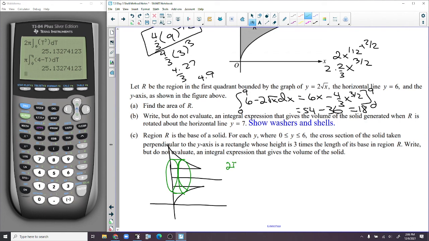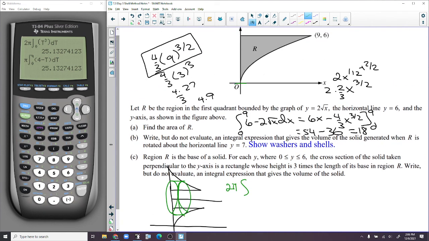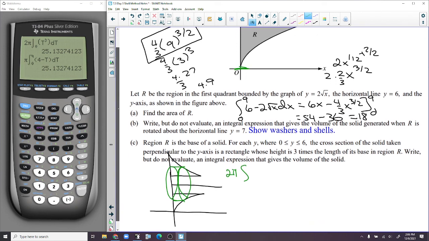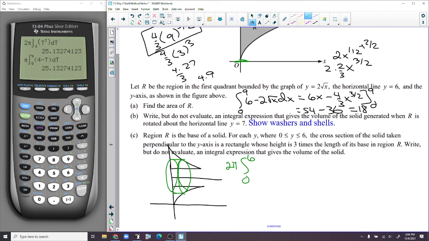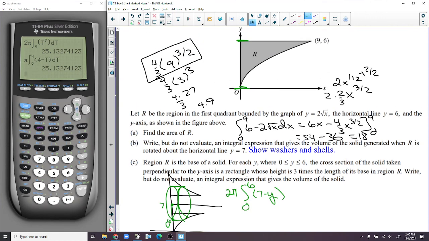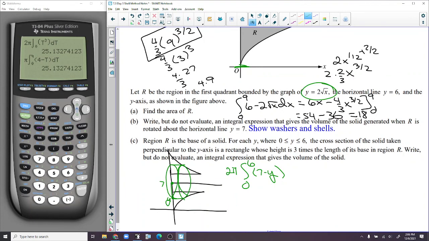So 2 pi integral from 0 to 6. And we need the shell. I need 2 pi r. Okay, here's the y. That's the bottom end of the radius. The top end of the radius is up here at where we rotate around, 7. So I'm getting 7 minus y, and then the height is the function. But I need it to say x equals, because we're integrating with respect to y. So y over 2 is equal to the square root of x. x is y squared over 4.